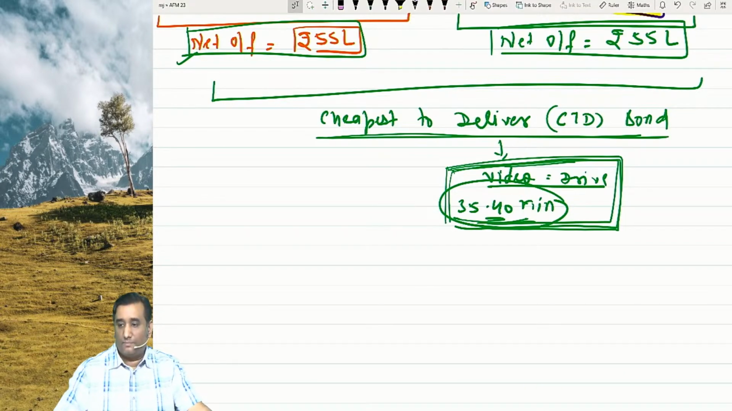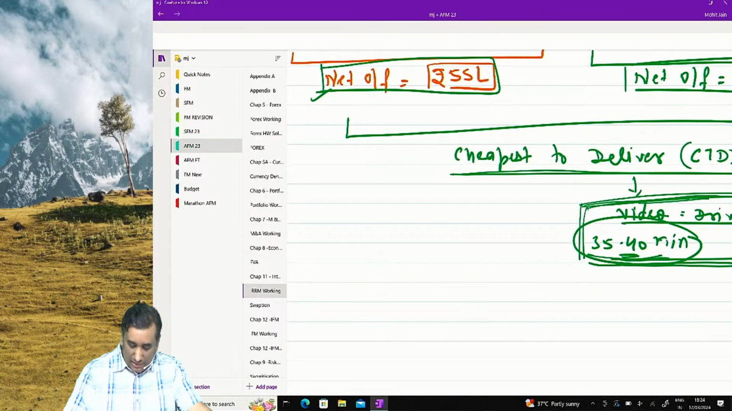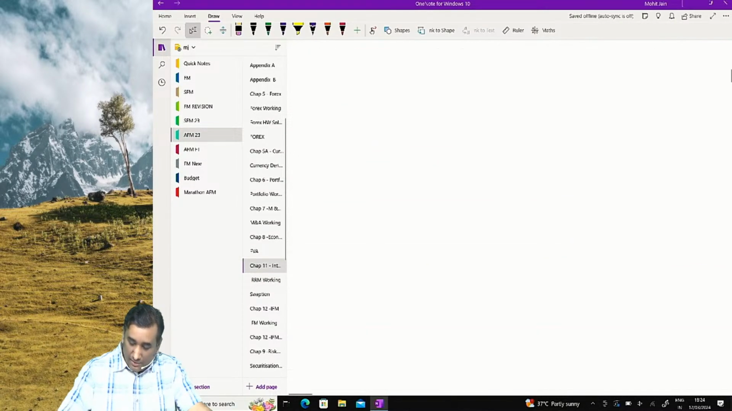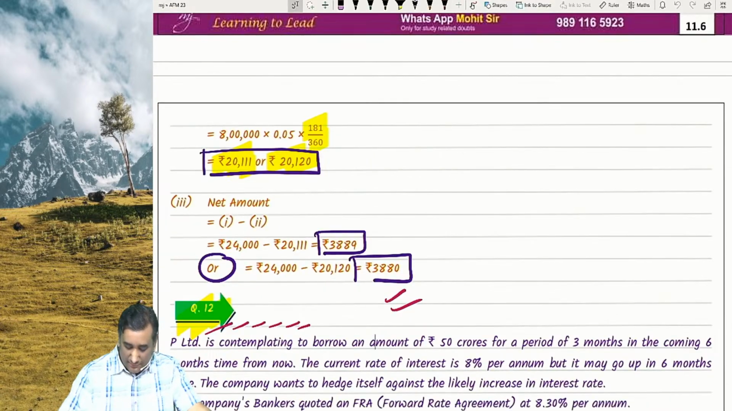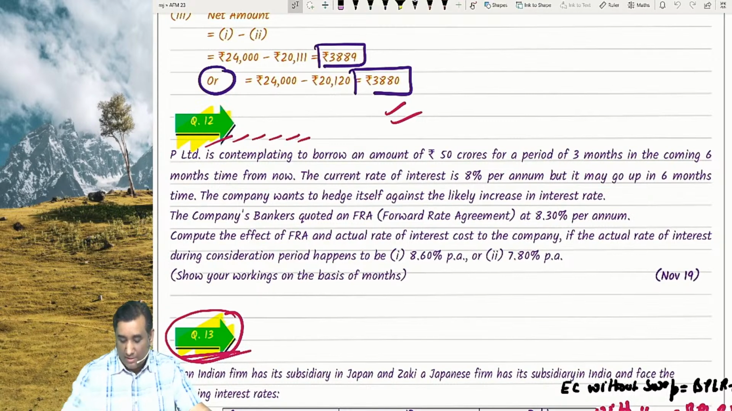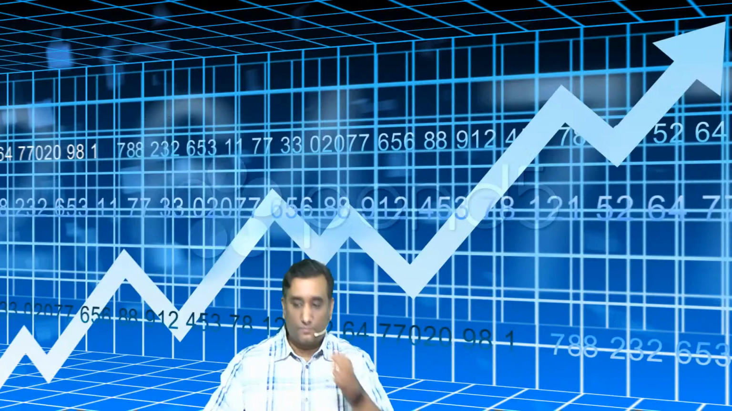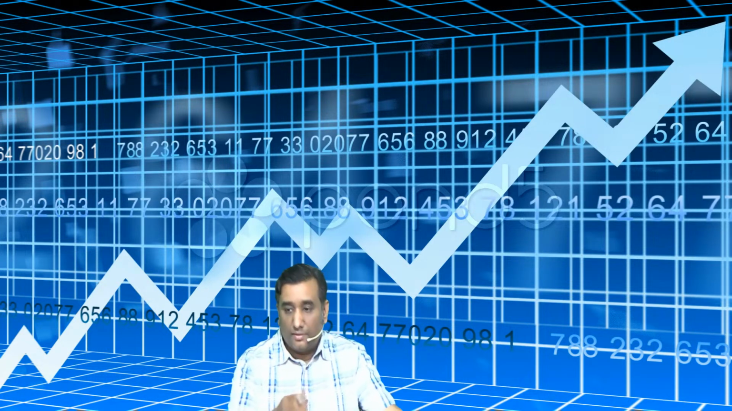Now, that's our interest rate risk management work, we have finished. Now can we move to capital budgeting, which is new for you?